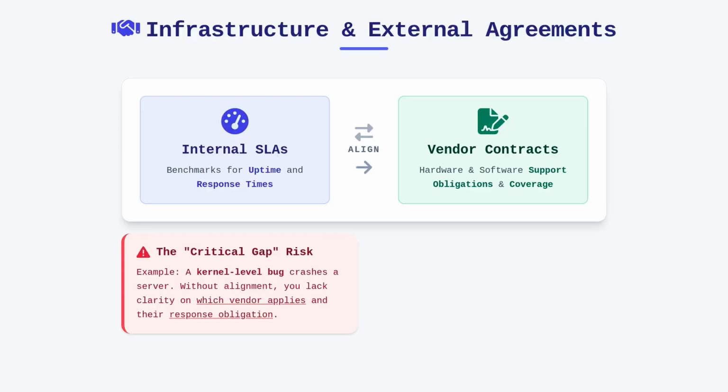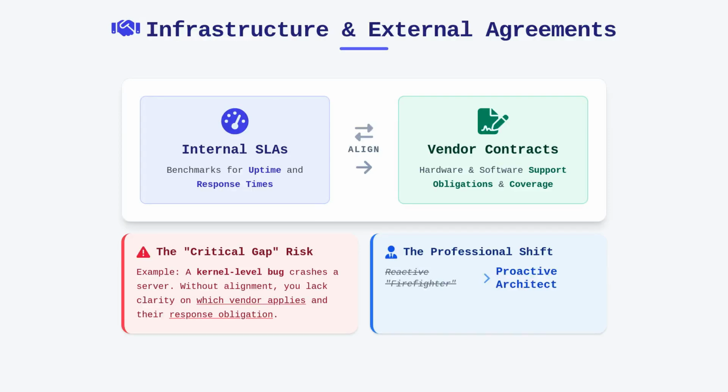Viewing vendor relationships through the narrow lens of a contract ensures that you are always operating with clear expectations regarding support and resolution timeframes. Consistency in these administrative habits is exactly what separates a reactive firefighter administrator from a proactive professional who manages systems with deliberate architectural intent.